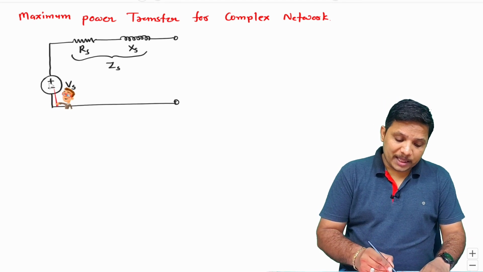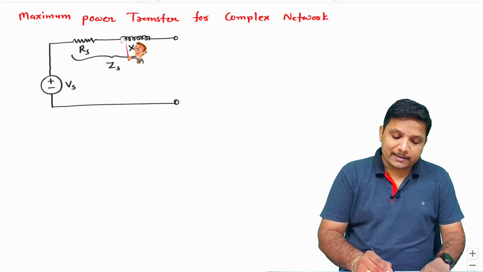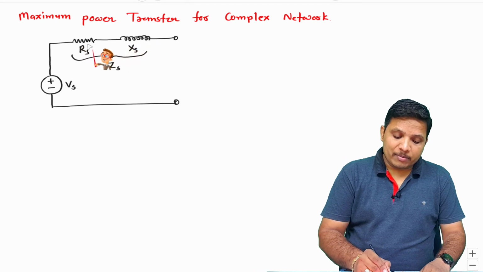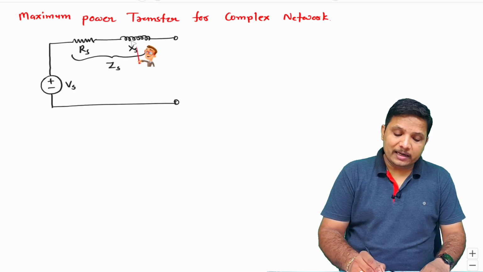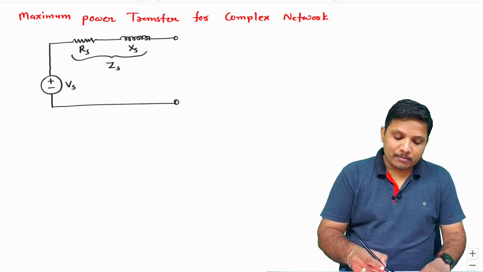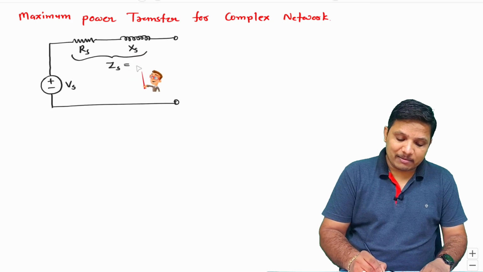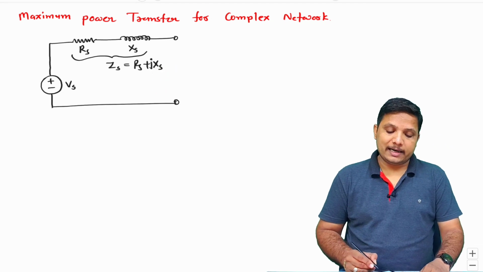A complex network is a voltage source in series with a complex element, meaning it includes resistive and inductive elements. It is not necessary that it be inductive, it may be capacitive, but for simplicity I am considering an RS and XS combination. So ZS will be RS plus JXS, where the imaginary component is JXS.